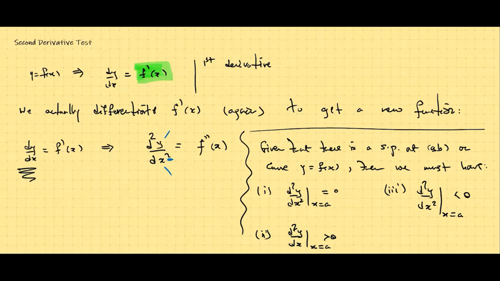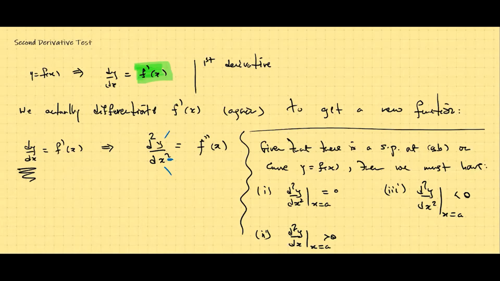So what the second derivative test says is, when you go to the stationary point and you differentiate not the function, but the derivative that you've already got, and then you evaluate that at the value of the stationary point, x equals a, you're either going to get zero, something positive, or something negative. And depending on whether it's positive, negative, or zero, you can say what type of stationary point it is.